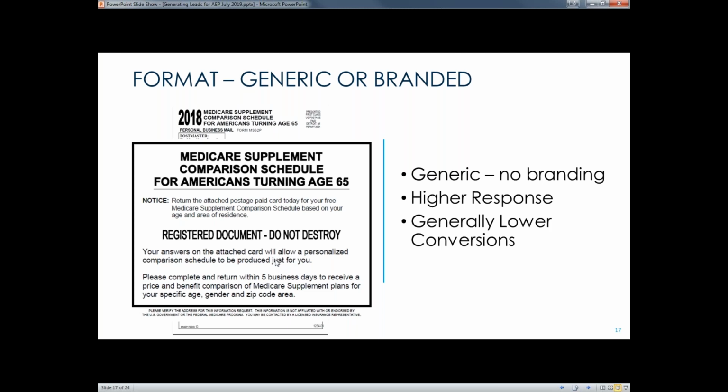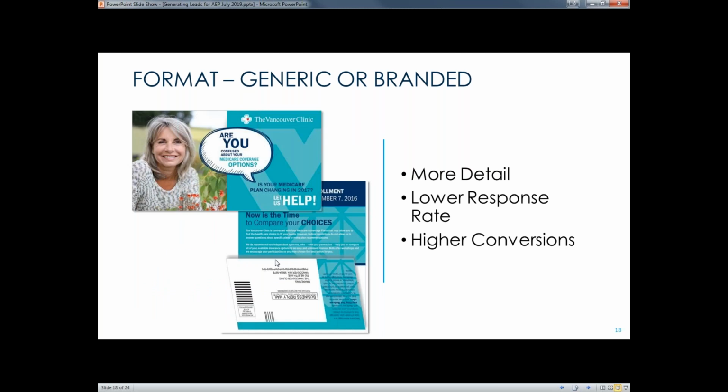But generally speaking, a generic piece will give you a little bit lower conversion rate, which is basically a sales to lead ratio, than, say, for example, if you did a piece like this, which is really more branded. You see, it's colorful, it's got more detail, it's got a number of things. Pieces like this, what you would do is use the mail to pre-qualify the people, maybe put some specific benefits. Some people like to put premiums in their ads, but those all have to be approved, a number of things and what have you, but you can be a little bit more specific.